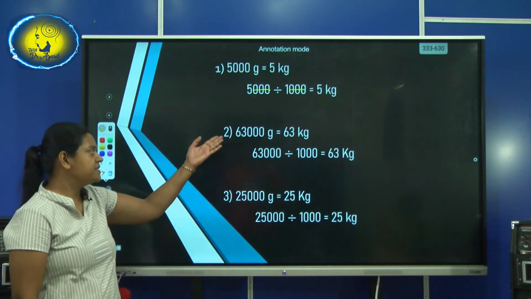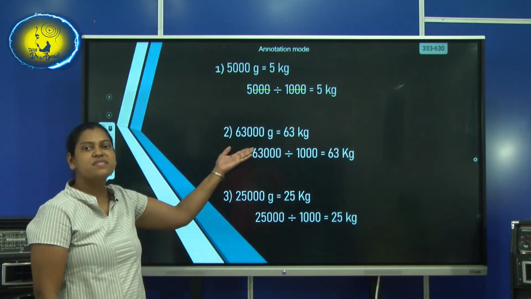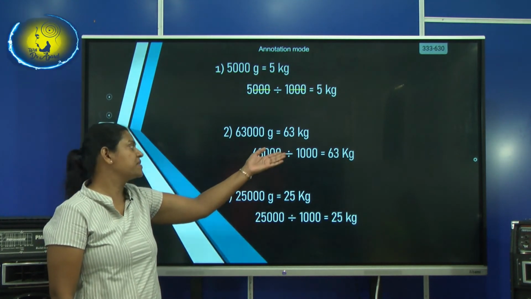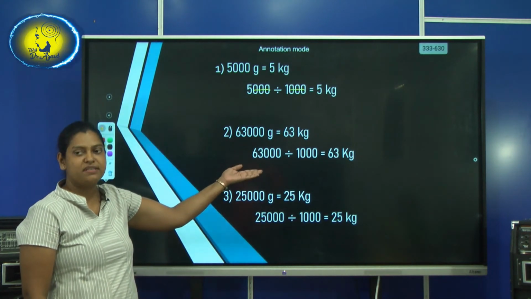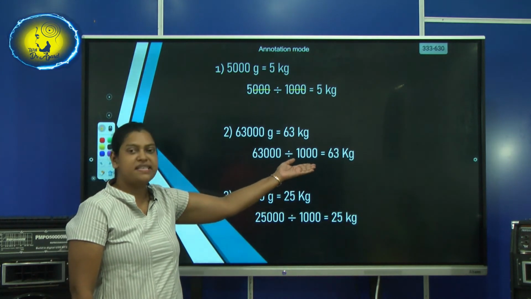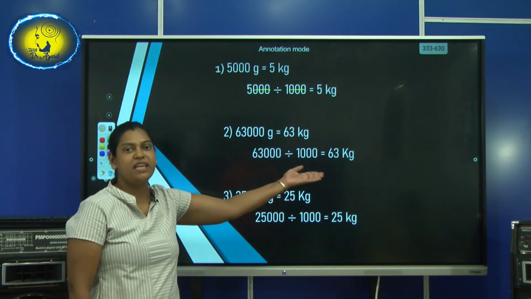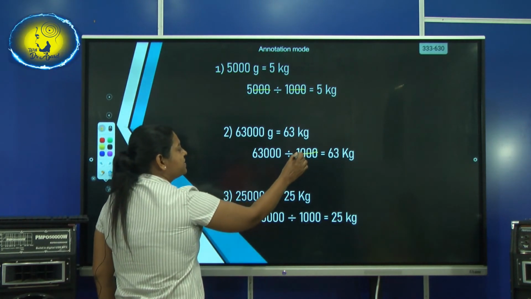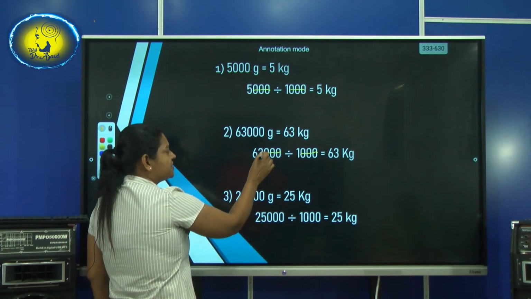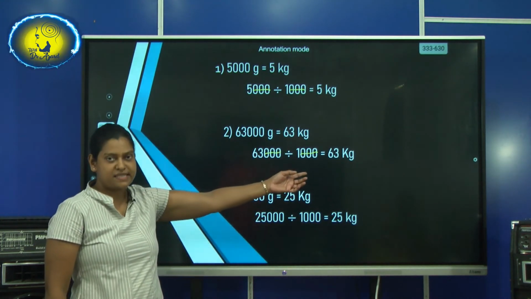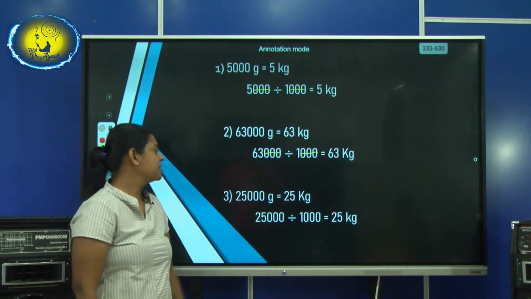Second one, 63,000 grams equals 63 kilograms. 63,000 divided by 1000 will be 63 kilograms. Now you can cut these 3 zeros against these 3 zeros. What is the answer? 63 kilograms.